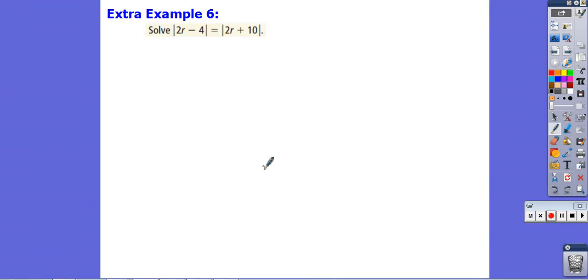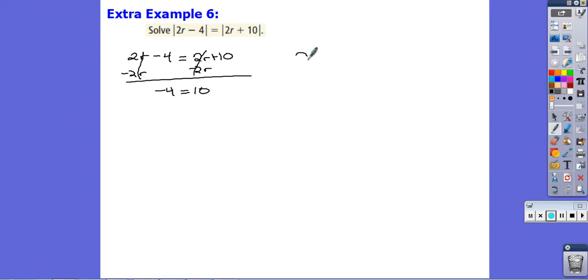Okay, let's take a look at one more example before we move on to the monitoring progress. So same thing here. We're just going to solve it with 2r minus 4 equals 2r plus 10. Now, I'm going to subtract the 2r's. And so when I do this, 2r minus 2r is 0, so they essentially drop out. Now, does negative 4 equal 10? No, it does not. So this one doesn't have a valid solution, but we still have to go ahead and try the other side.